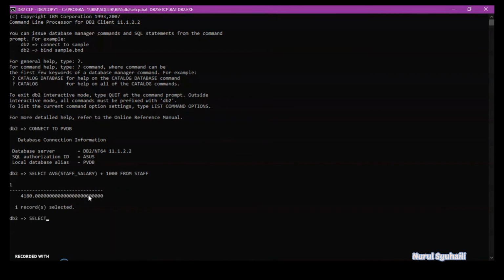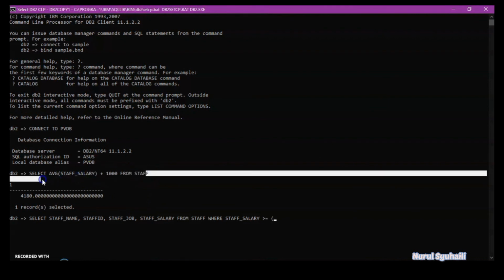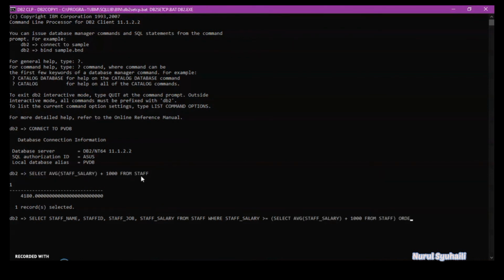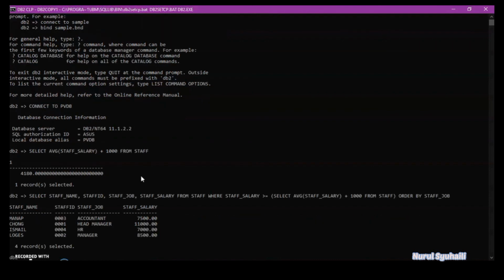We need to find the second query, which is we need to select staff name, staff ID, staff job, staff salary from table staff, where staff salary is more than or equal to, and then we need to copy the first query and put it in the bracket. Order by staff job, and then we get the data, which includes staff name, staff ID, staff job, and staff salary.